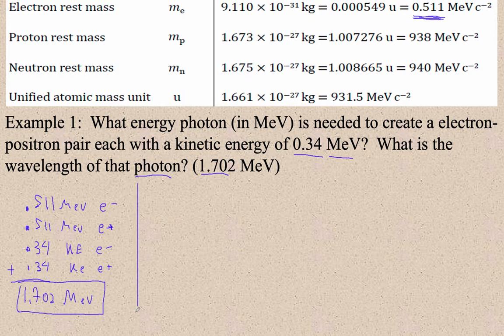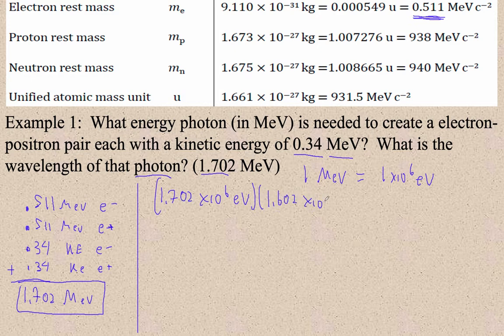Now, to figure out the wavelength of it, it's 1.702 times 10 to the 6th electron volts. Remember that 1 MeV is 1 times 10 to the 6th eV. So I'm going to do that times 1.602 times 10 to the minus 19th, and now I'll have joules. This is joules per eV, sorry. And as far as joules go, I get 2.7266 times 10 to the minus 13th joules.